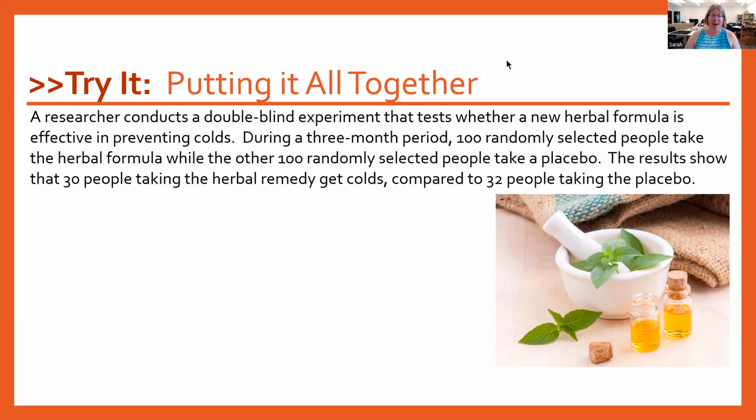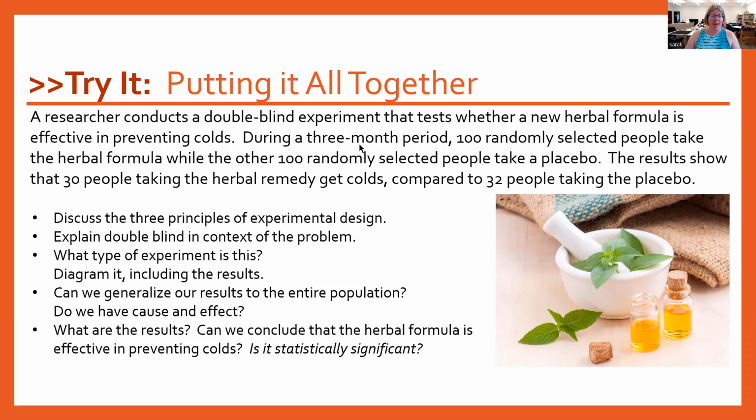Right, so the list of things you're going to work on: you're going to discuss the 3 principles of experimental design. You're going to explain what double blind means in context of this problem. See if you can identify what type of experiment this is. Is it a basic randomized comparative? Is it a block design or a matched pairs? And then diagram the experiment.